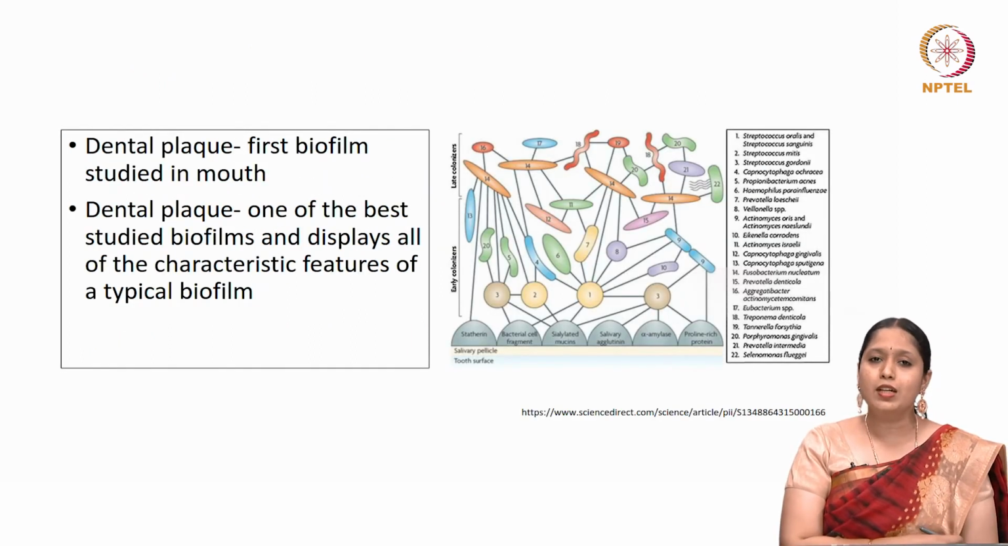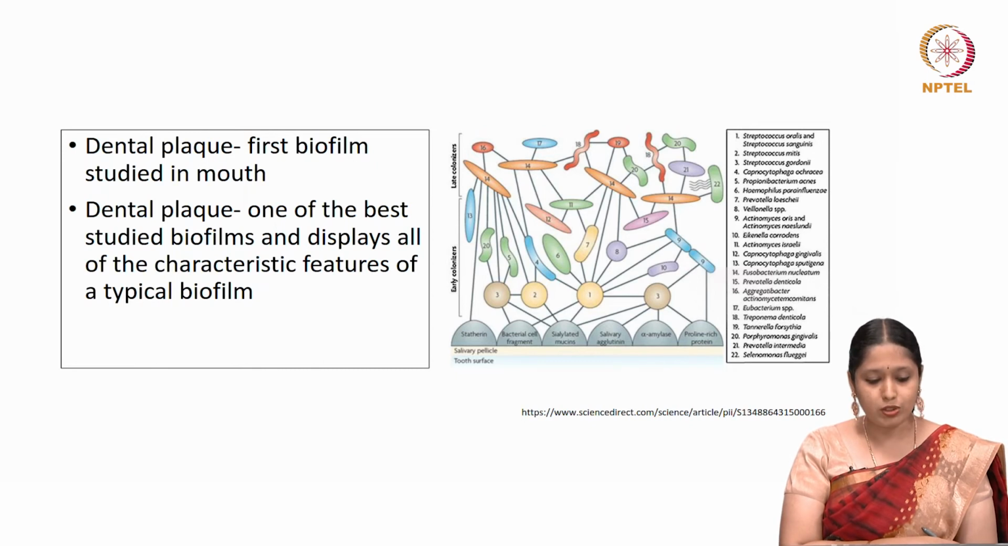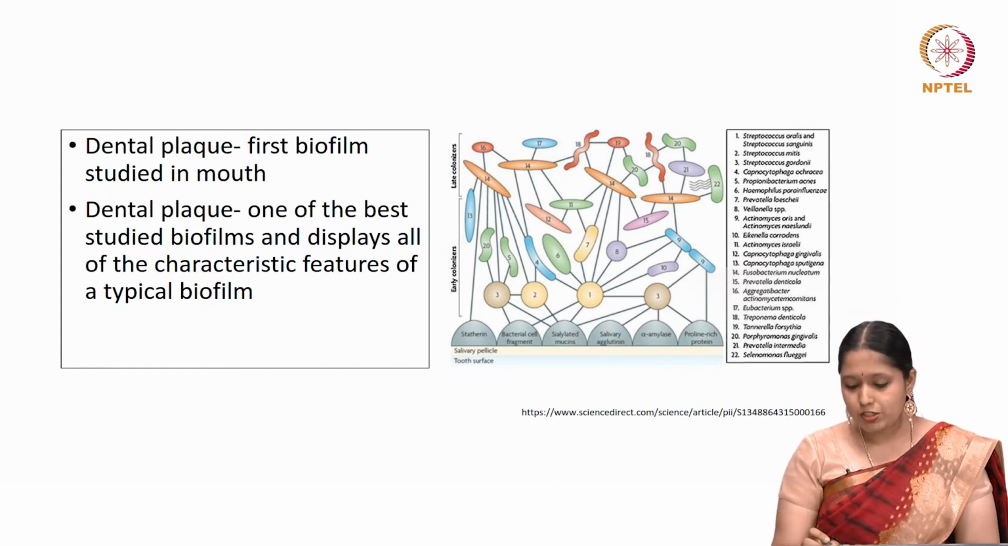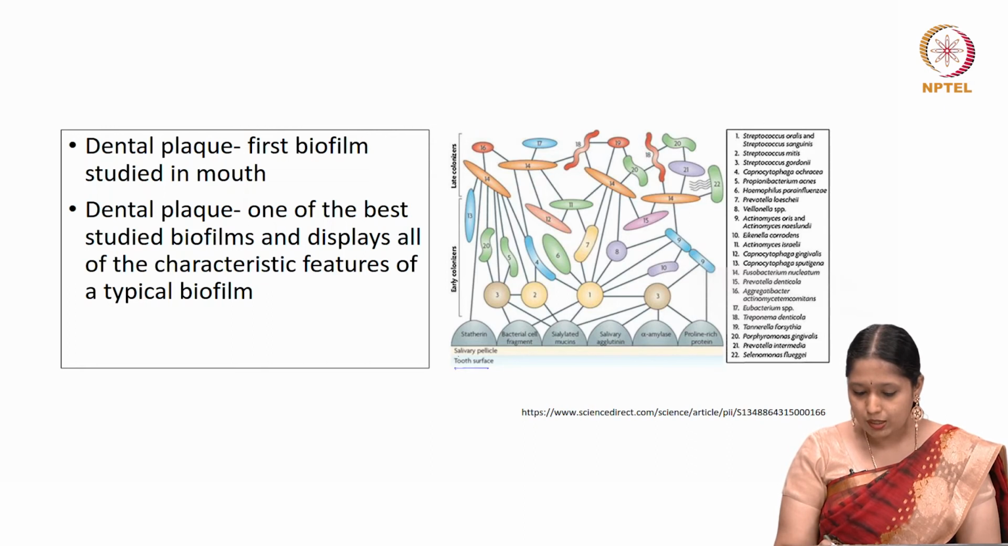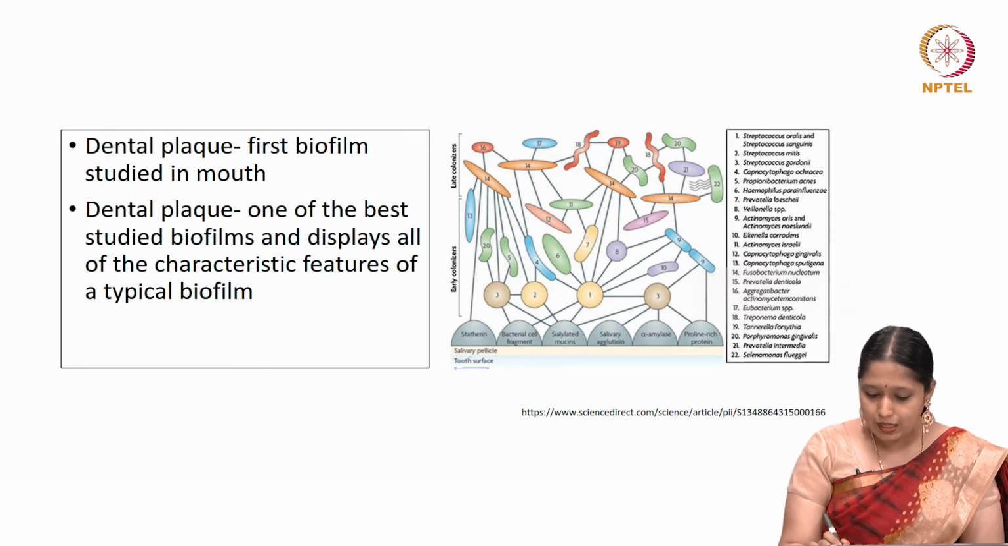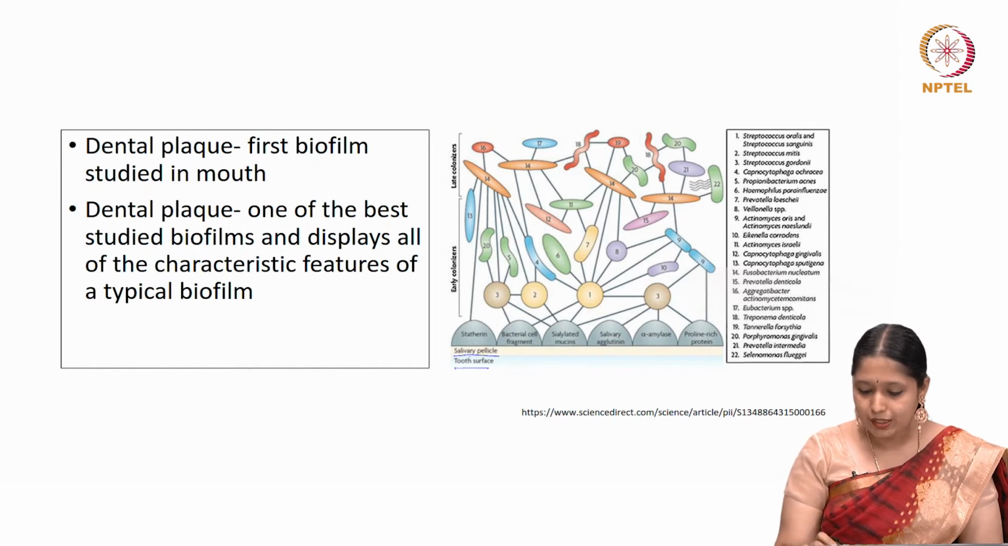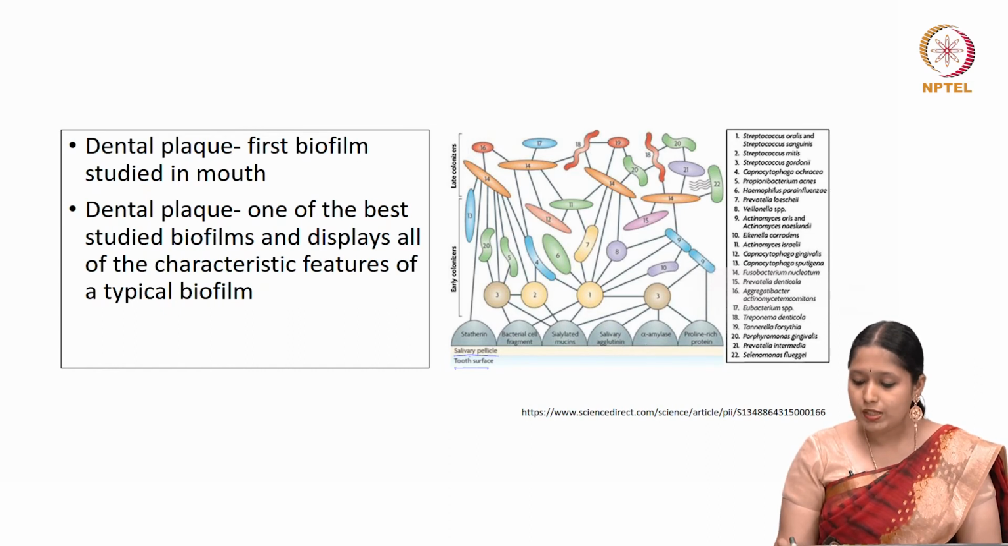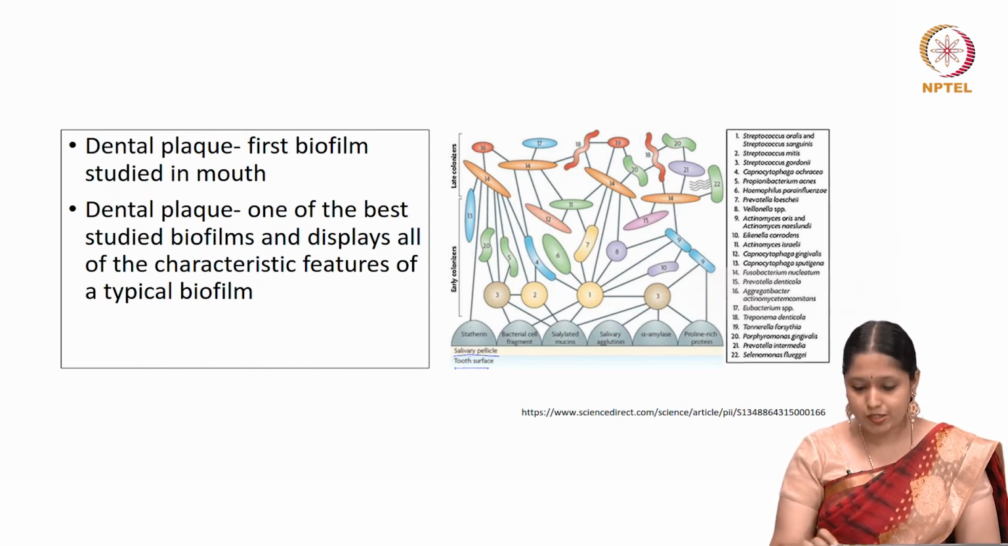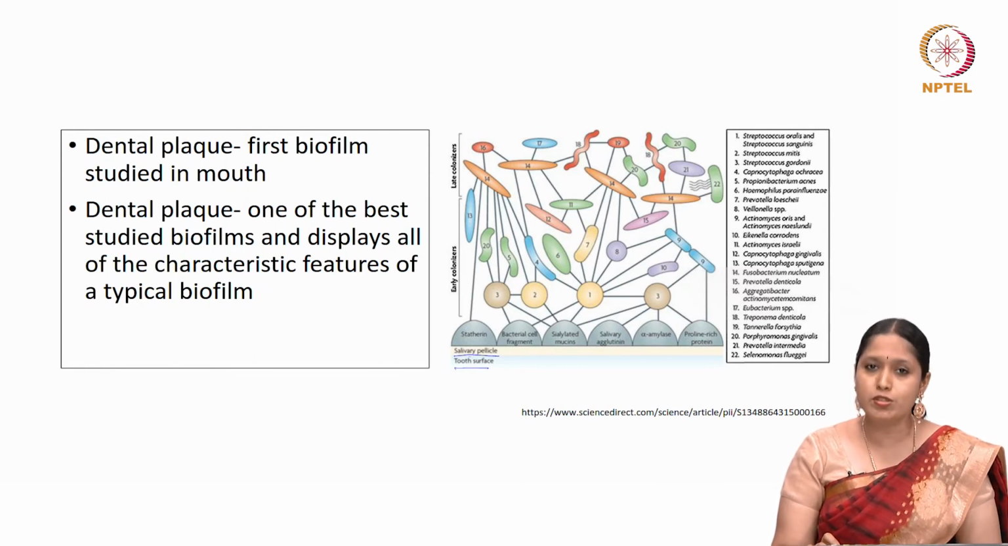Dental plaque is considered to be the first biofilm studied in the mouth. It is one of the best studied biofilms and displays all the characteristic features of a typical biofilm. In this picture you can see the tooth surface, which is covered by salivary pellicle, and the saliva has various proteins and other materials like statherin, bacterial cell fragments, mucins, salivary agglutinins, alpha amylase and proline rich protein. All these components cause association of microorganisms, first the early colonizers, which predominantly include Streptococcus, and then the late colonizers.